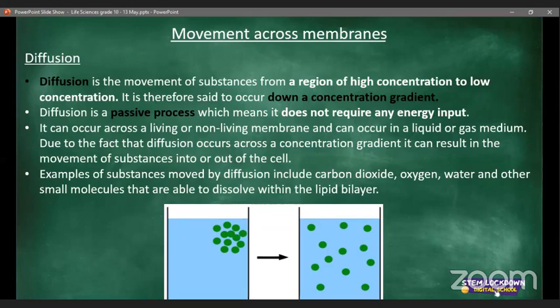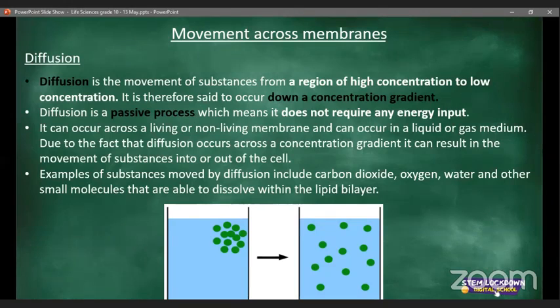So it can occur across a living or non-living membrane and can occur in a liquid or gas medium. Examples of substances moved by diffusion include carbon dioxide, oxygen, water, and other small molecules that are able to dissolve within the lipid bilayer.